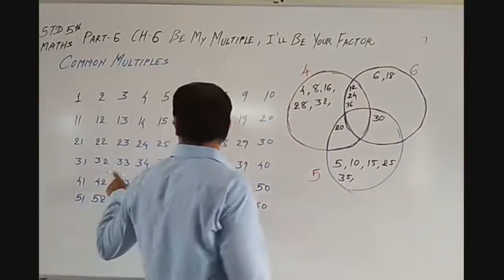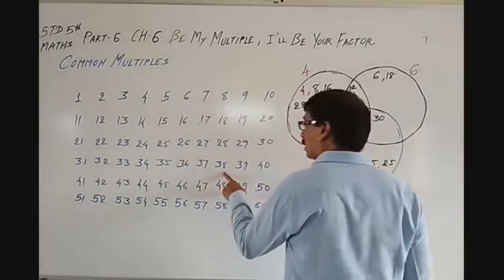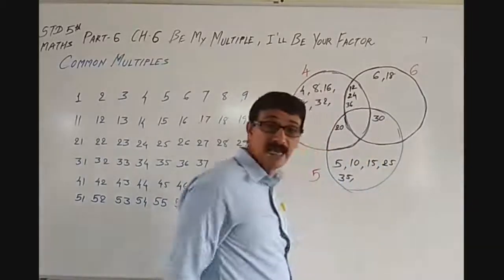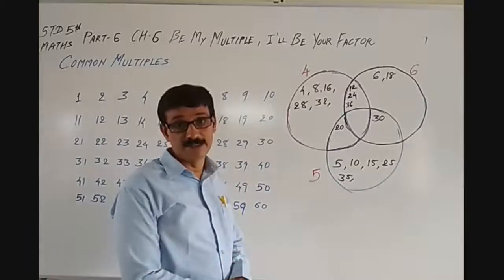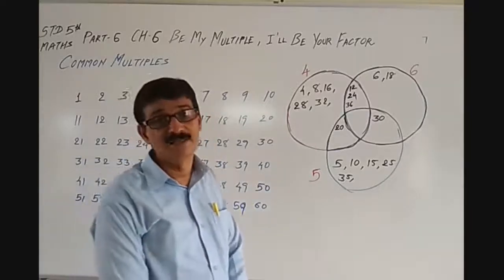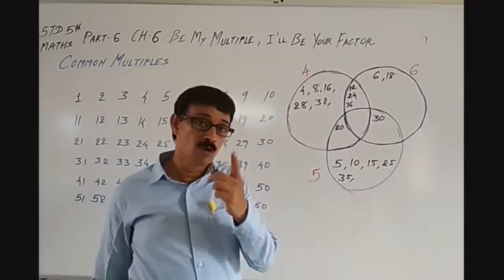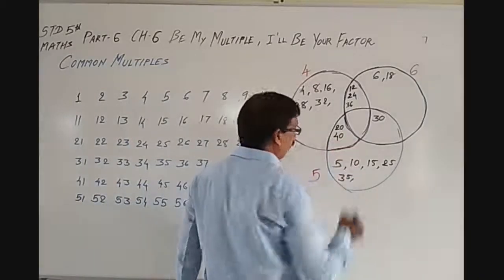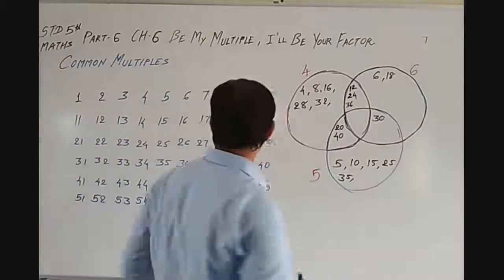Then 37 no, 38 no, 39 no, but 40. 8 5s are 40. Yes. 4 10s are 40. So it is common to both 4 and 5. That is why I should write it over here. I should write 40 over here.